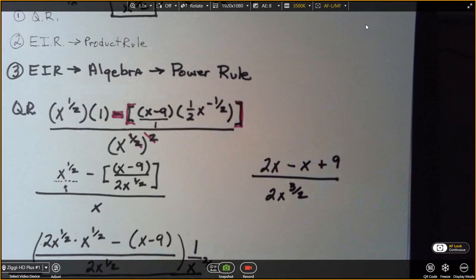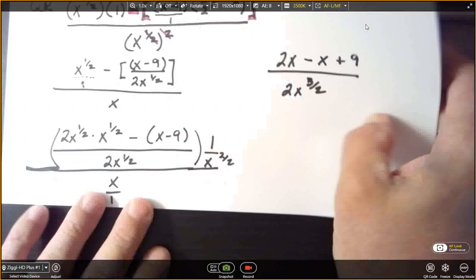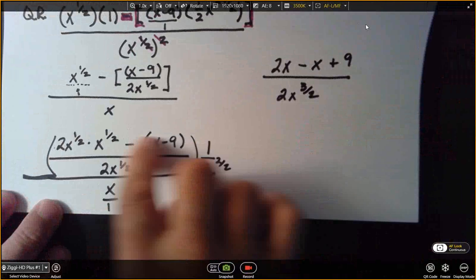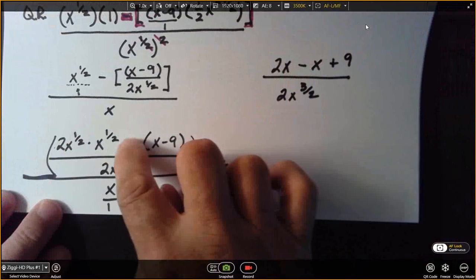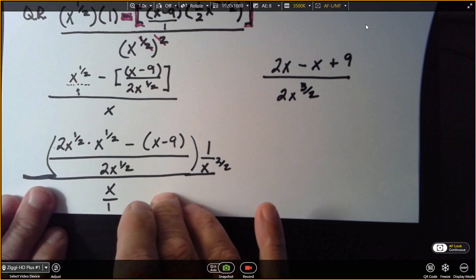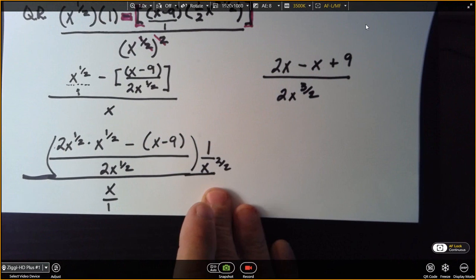Now, before you get crazy and start saying, I don't know how you did that, well, 1 times all of this is that. Distribute that negative. You're going to get negative x plus 9.